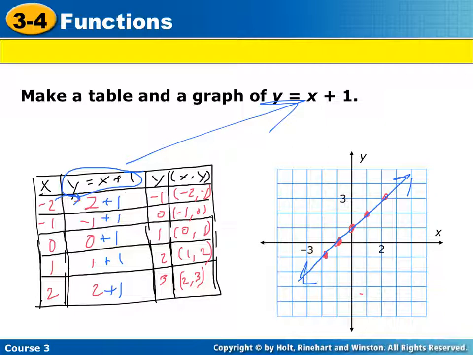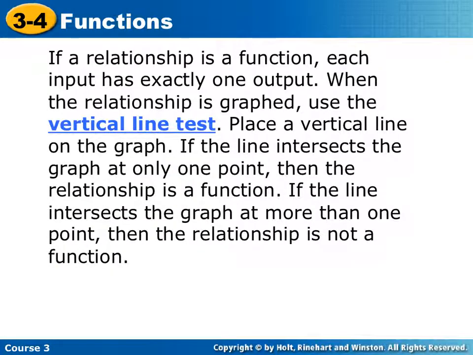Fantastic. Next. So we've talked about a function a little bit at the very beginning. I explained what a function was, but then we kind of got off the idea and started plugging things into equations like we did in chapter 3.2. Now, if you have a relationship that is a function, each input has exactly one output, and one output has exactly one input. So when the relationship is graphed, use the vertical line test.